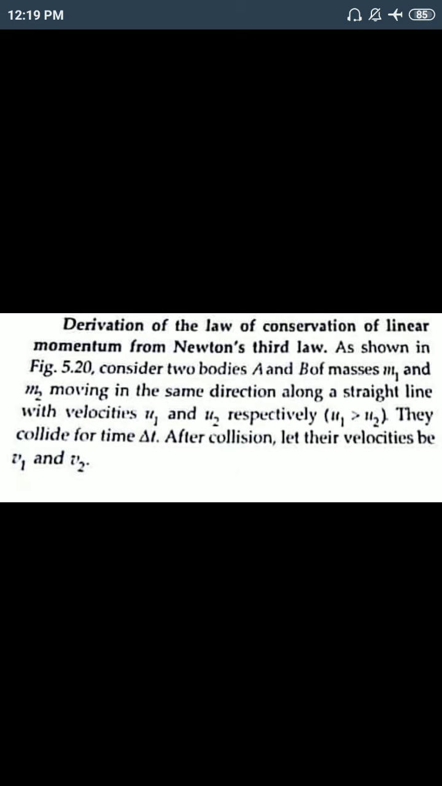So here first we consider two bodies A and B having masses m1 and m2, moving in the same direction along a straight line with velocities u1 and u2. We consider the velocity of the first object to be greater than the second, and after a very short time, delta t, they collide with each other. After collision, their velocities will be v1 and v2.